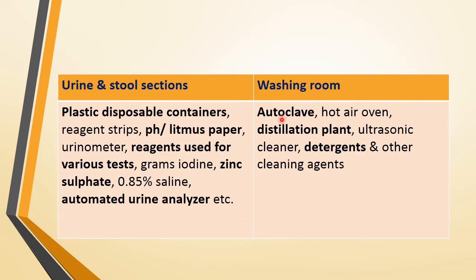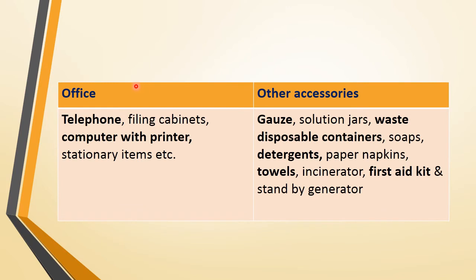The washing room also has its own equipment: autoclave, hot air oven, distillation plant to obtain distilled water, ultrasonic cleaner, detergents and other cleaning agents. In the office, we need things like a telephone, filing cabinets, a computer with a printer, stationery items, etc. Other accessories which can be present in our lab are gauze, solution jars, waste disposable containers, soaps, detergents, paper napkins, towels, incinerators, first aid kit and standby generators.